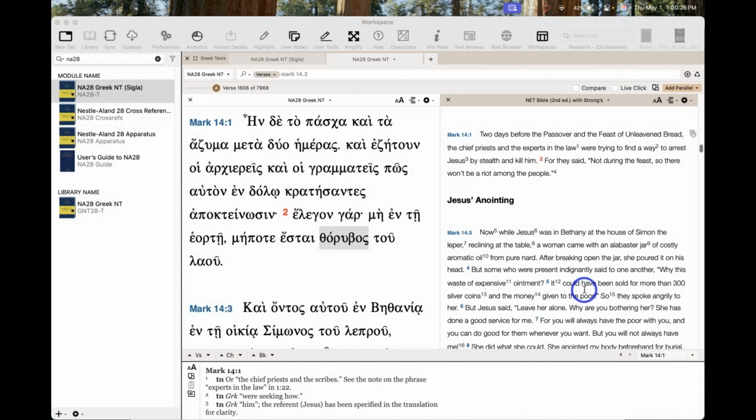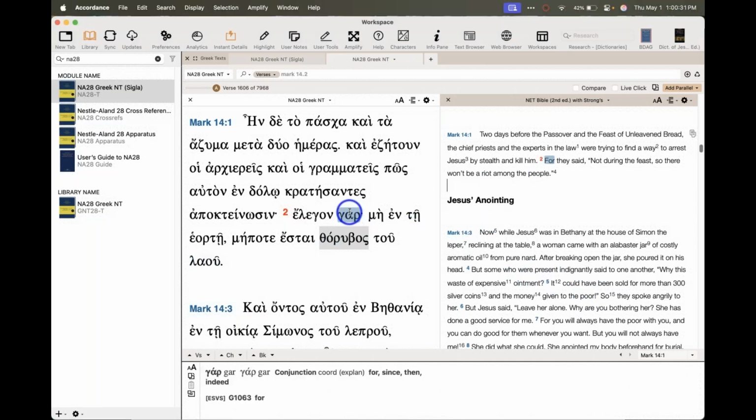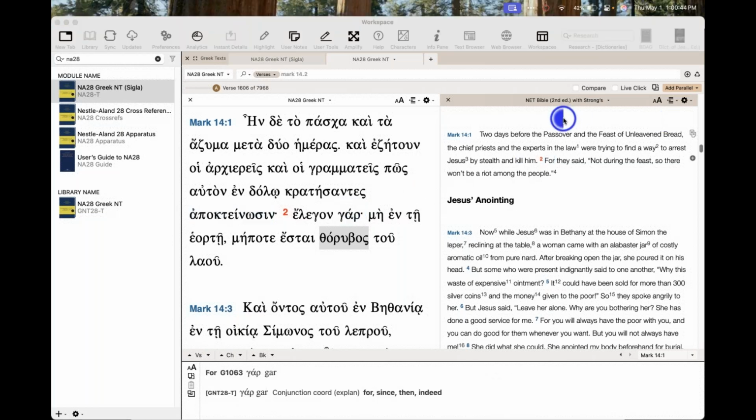Here's a comment. I'll share this. Somebody says, key point in Mark 14 is made by the gar clause of verse 2. The Jews are committed to not kill Jesus during Passover, yet God's sovereign plan is the Lamb of God dying on Passover, per Isaiah 53, 1 through 9. Thanks for the comment.